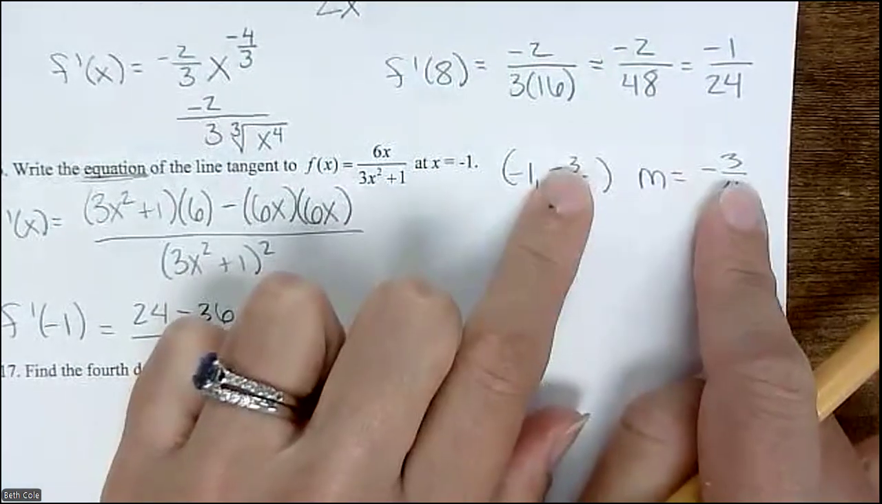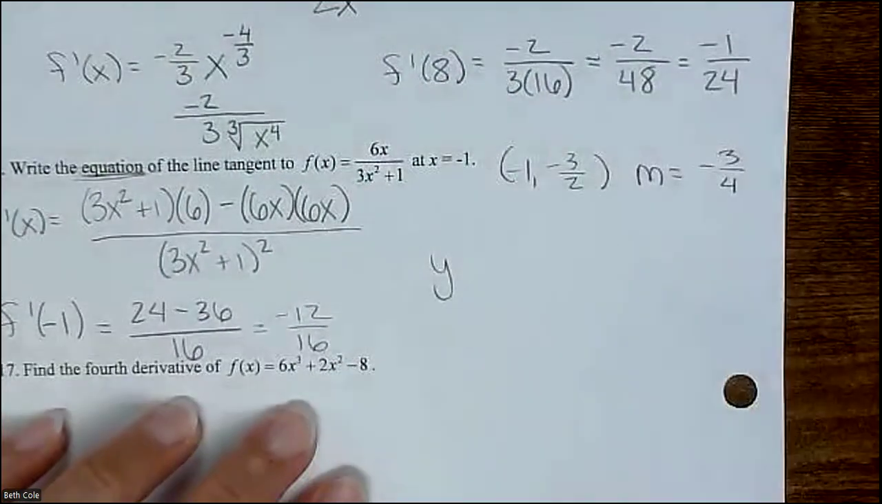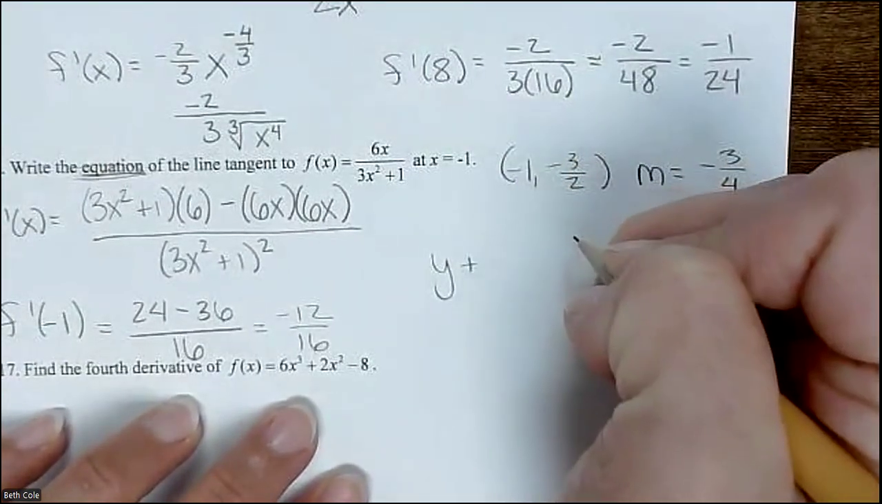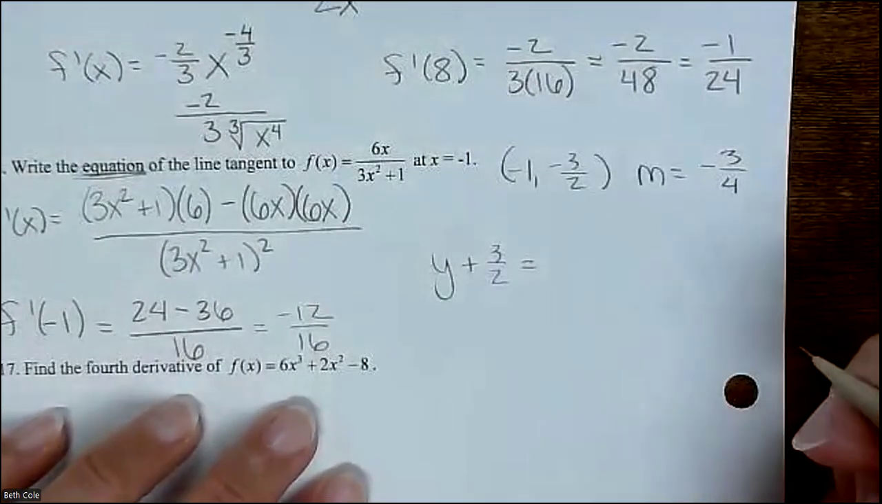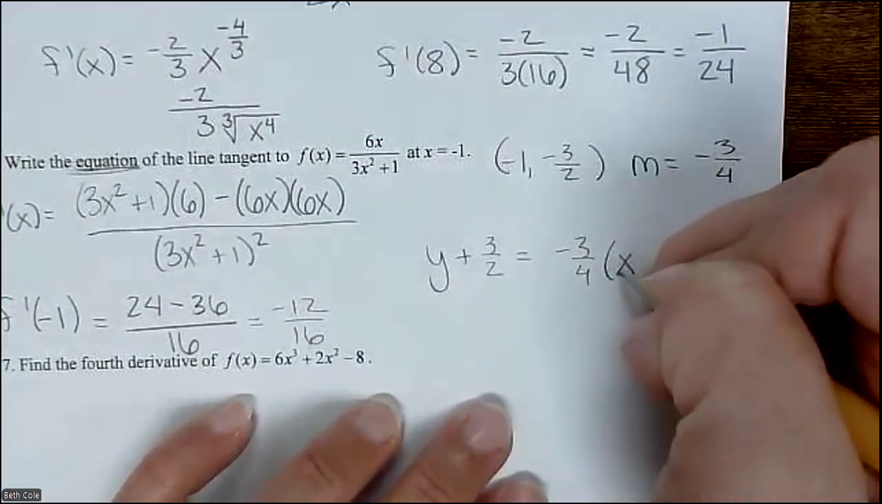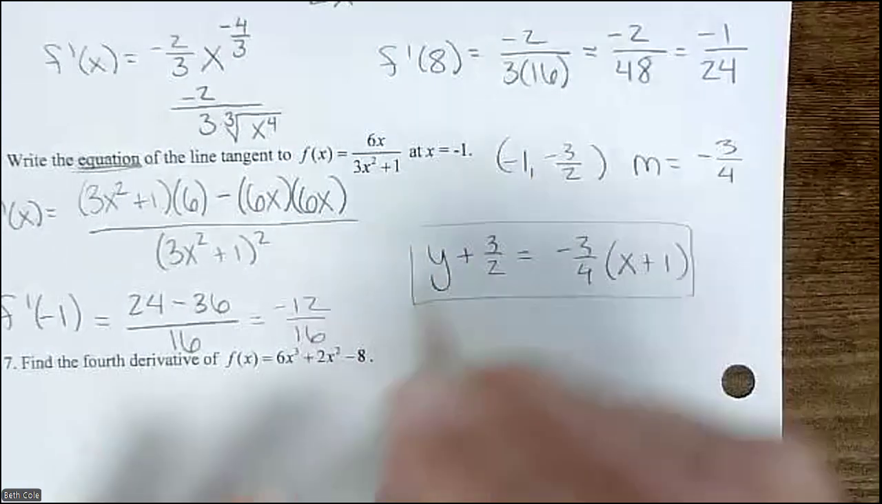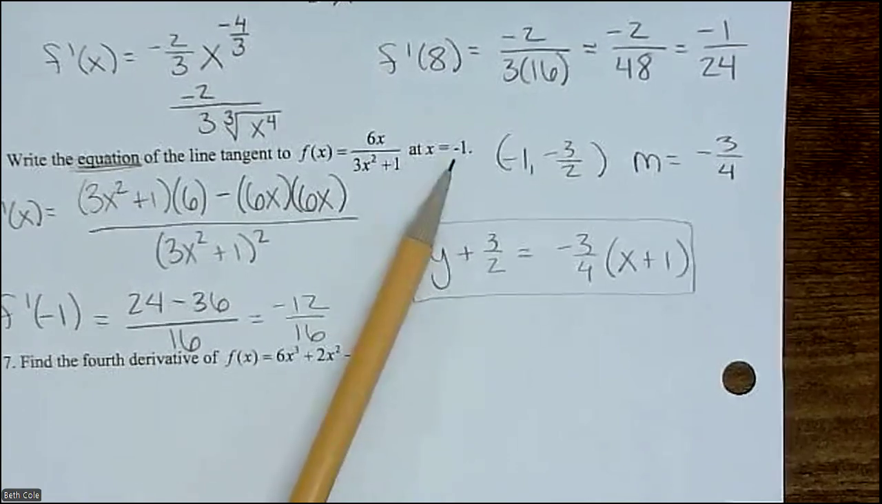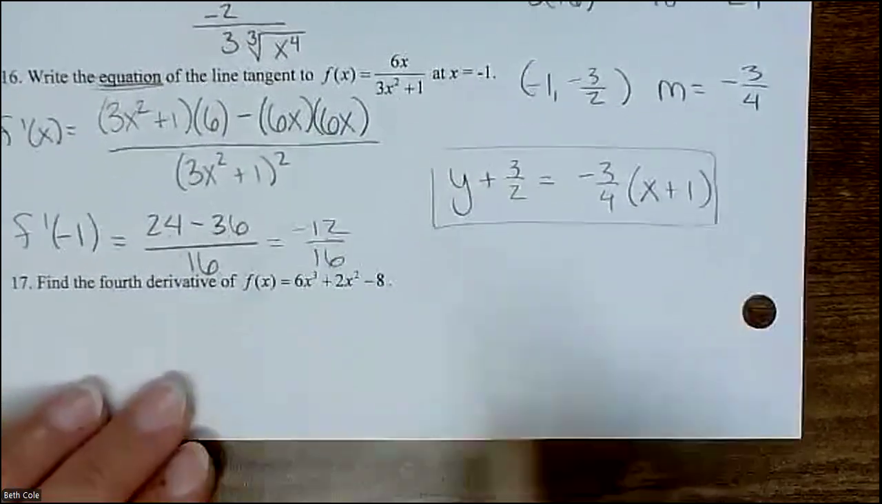You have all your ingredients? Just put them together. It'll be y plus 3/2, good, equals, this is the one you guys all did pretty well on the test, equals -3/4, parentheses. As a follow-up question, what's an example of a number you could plug in to do an approximation? -1.1 or -0.9. Why numbers like that? They're really close to your point of tangency. Good.